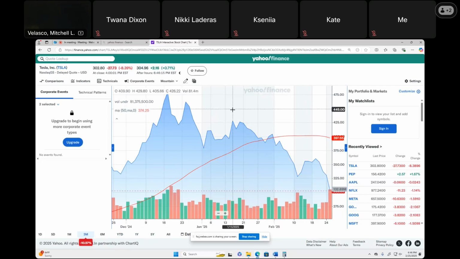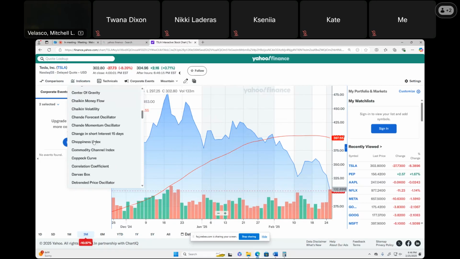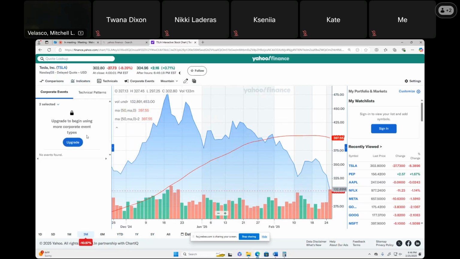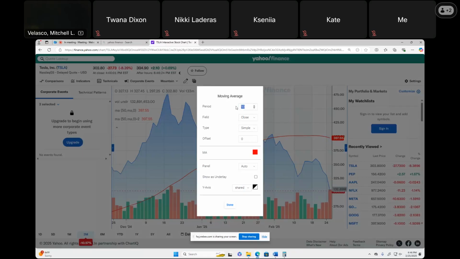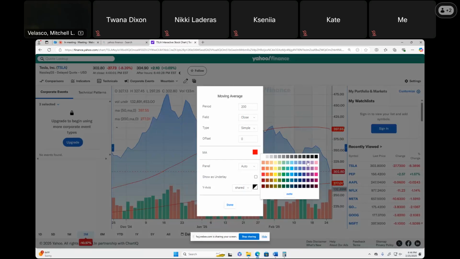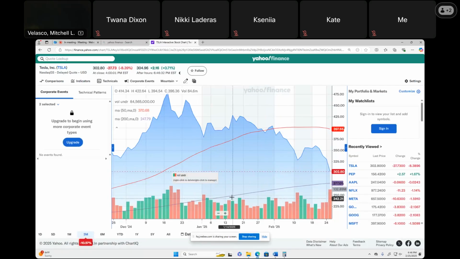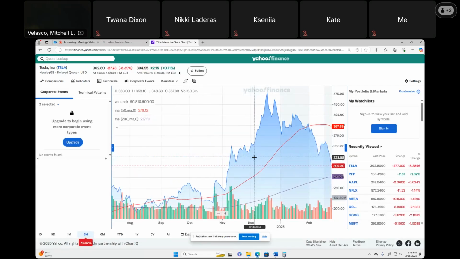Now, to make it useful, I need to add one more indicator, which is the 200-day moving average. I'm just going to type 200 days. So I want a longer or longitudinal average. I'm going to give that my favorite color, which is purple. And there we go.